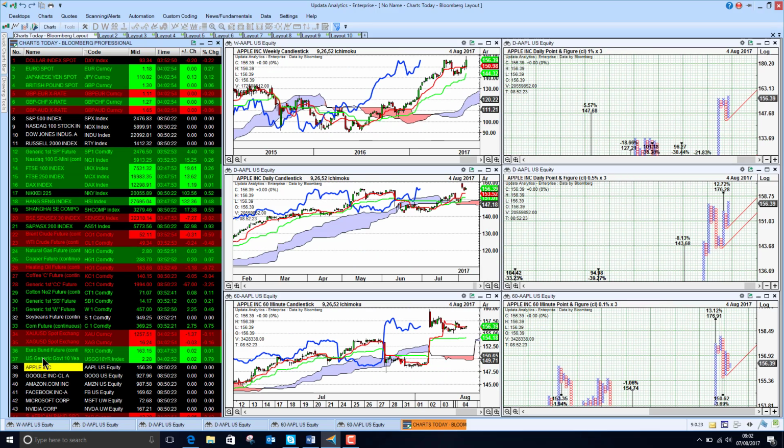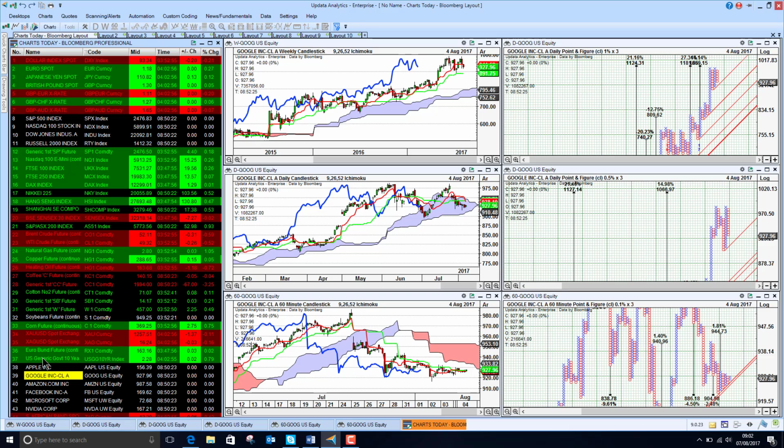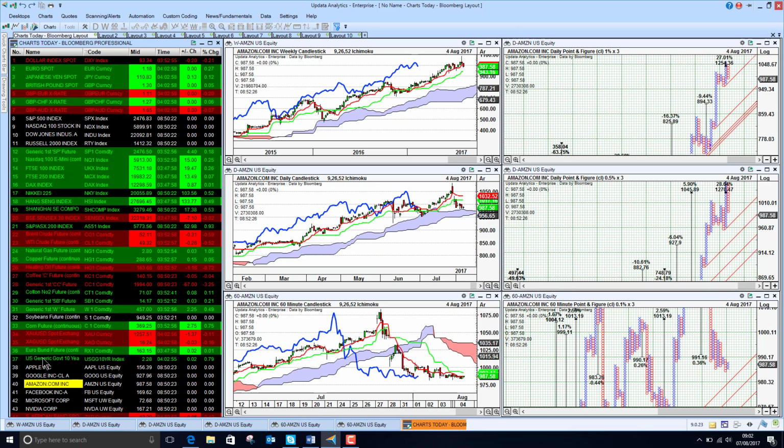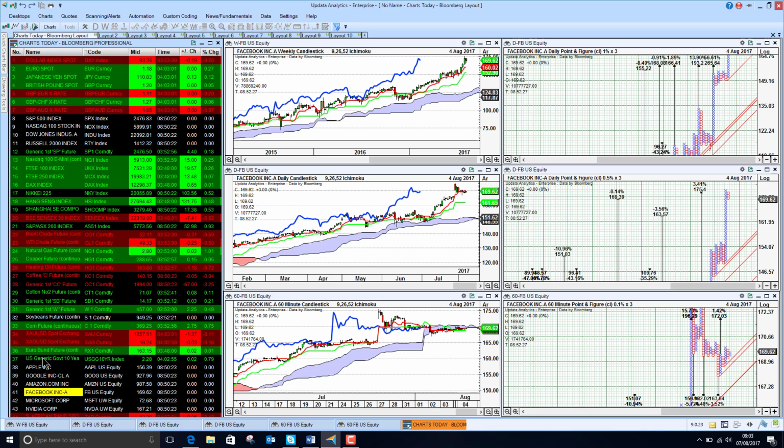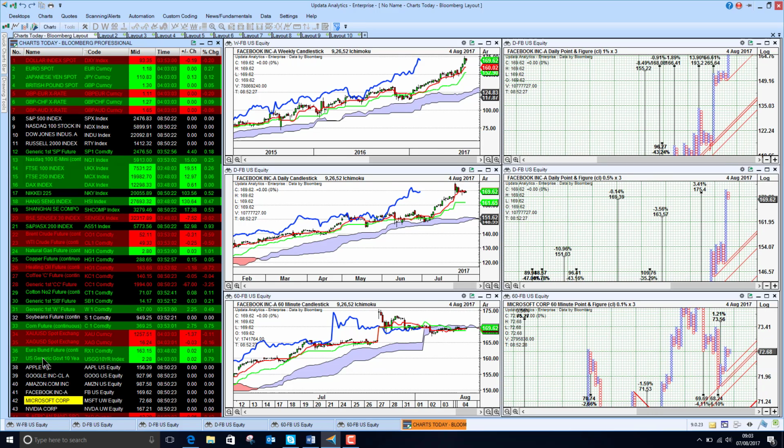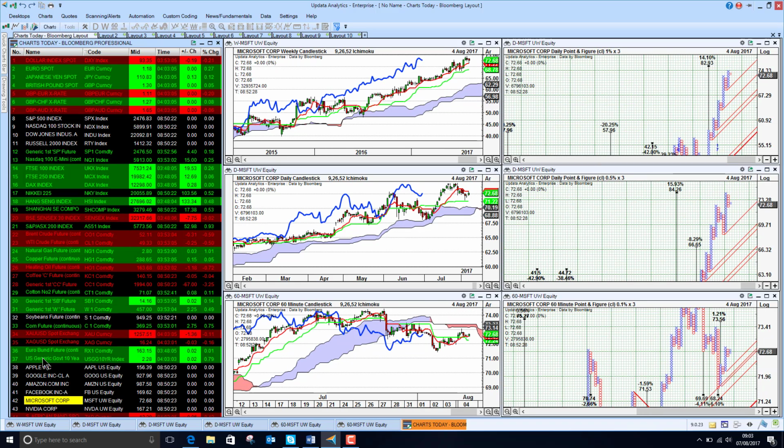Apple still holding its own. Google still worryingly below the cloud. Amazon also short term below the cloud. Facebook holding on. So it's Google and Amazon that are the worry, and Microsoft not looking quite as good either.